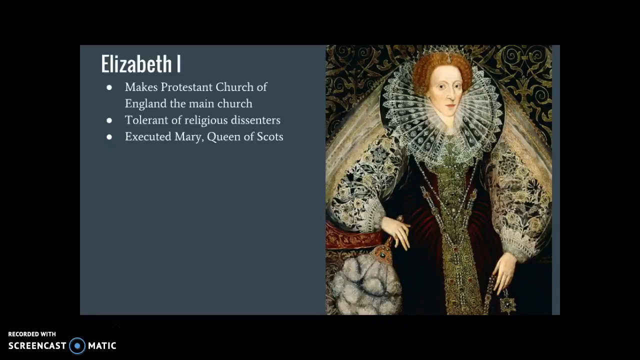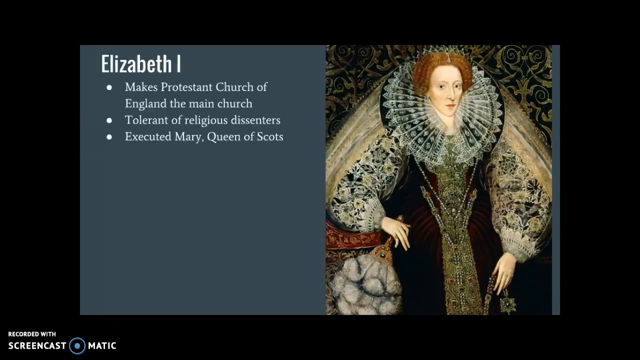So not everyone was happy with Elizabeth ruling England, especially the Catholics. They viewed her as an illegitimate child of Henry VIII, since he had divorced and the Catholic Church did not recognize the divorce. So there was a push for Mary, Queen of Scots, who was actually Elizabeth's cousin, to take over the throne. Well, Elizabeth found out about this plot and had Mary executed. She had her own cousin beheaded.